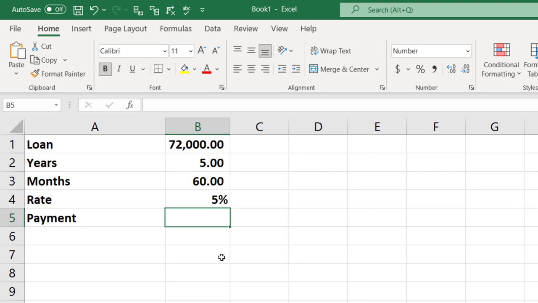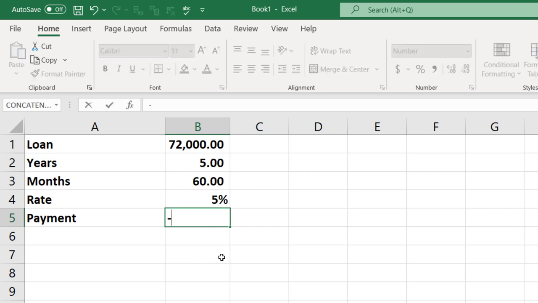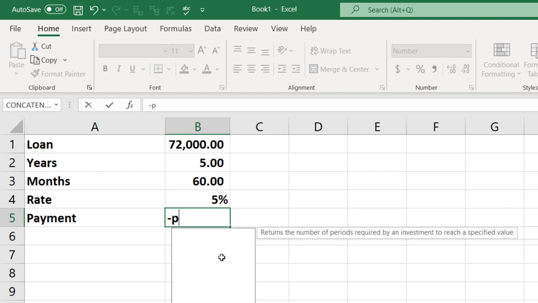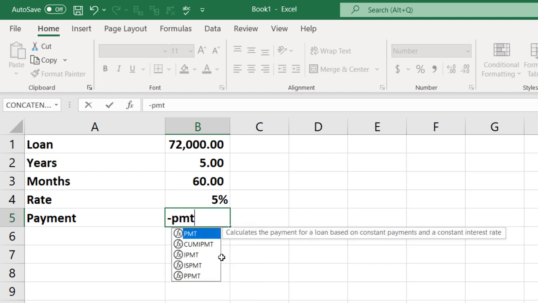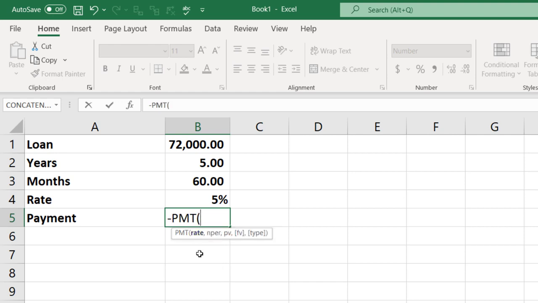So I'm going to say negative to flip the sign. Otherwise, the result will be a negative number. I should put the negative somewhere in the reference, but I'd like to just start off with the negative if I can to flip the sign of the whole thing. And then it's a PMT function, PMT for payment. I'm going to double click on the payment function. I'm going to pick up the rate.